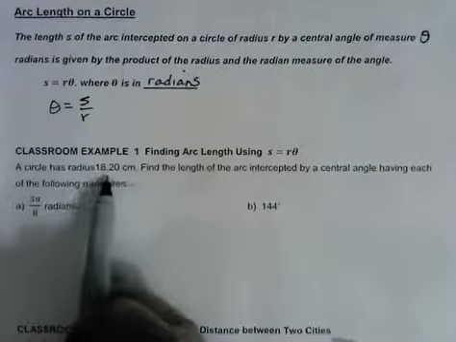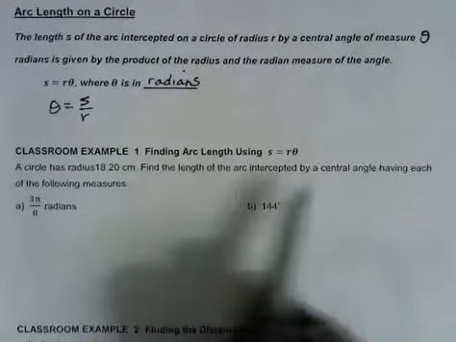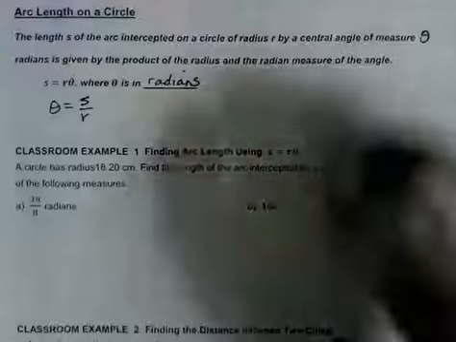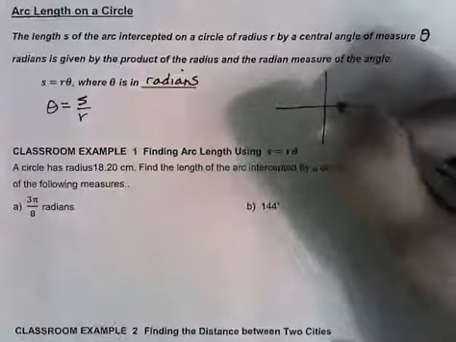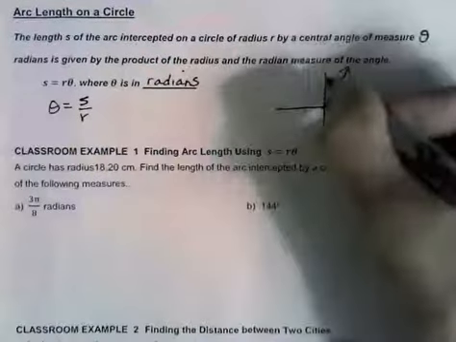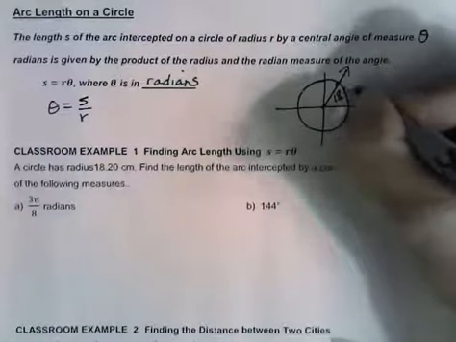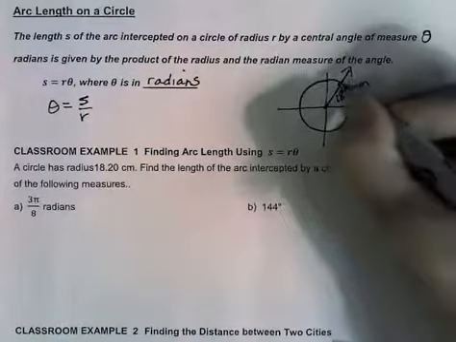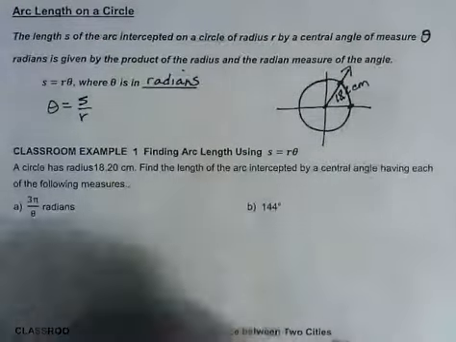If we have a circle with a radius of 18.2 centimeters, we want to find the length of an arc intercepted by a central angle having a measure of 3 pi over 8 radians. We could draw the picture of this. If we had our angle that measured 3 pi over 8 radians, let's say that angle is somewhere around there, and our circle has a radius of 18.2 centimeters. So that would mean that from here to here would be 18.2 centimeters. What we're trying to do in this problem is find the arc length from here to here, so the distance that we'd actually travel along the circle to get from there to there.